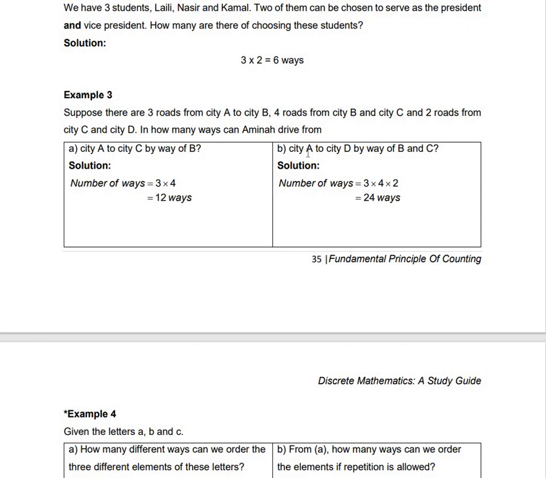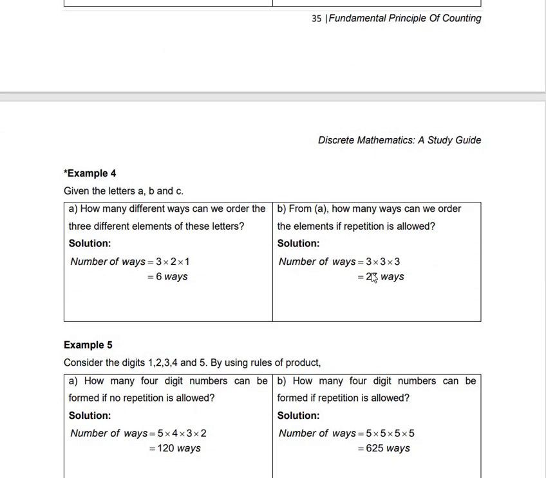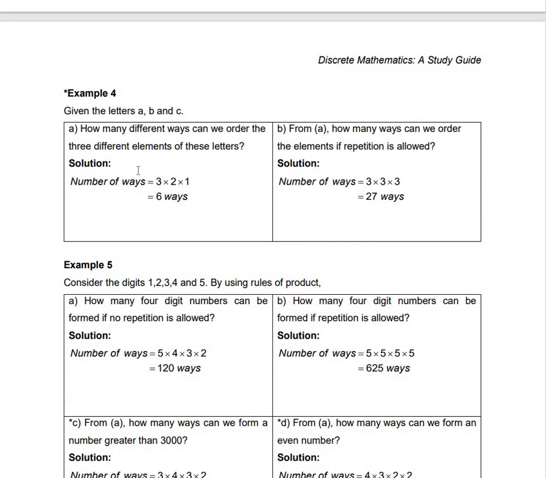Now, from city A to city D, passing through B and C. First A to B, there are 3 routes. Then B to C, there are 4. And then C to D, there are 2. So 3 times 4 times 2, then you will get 24 ways. Okay. Example number 4.